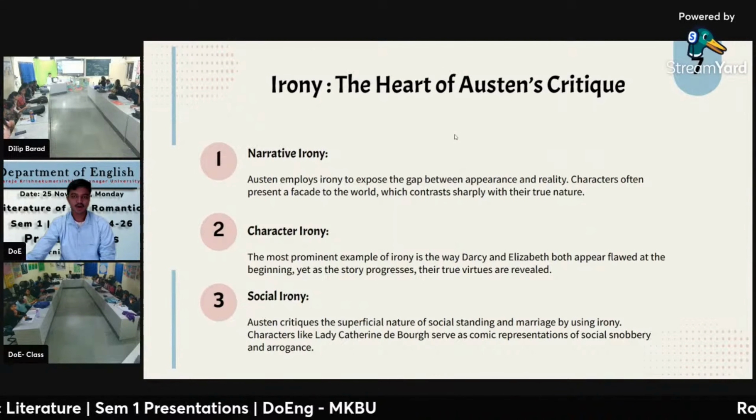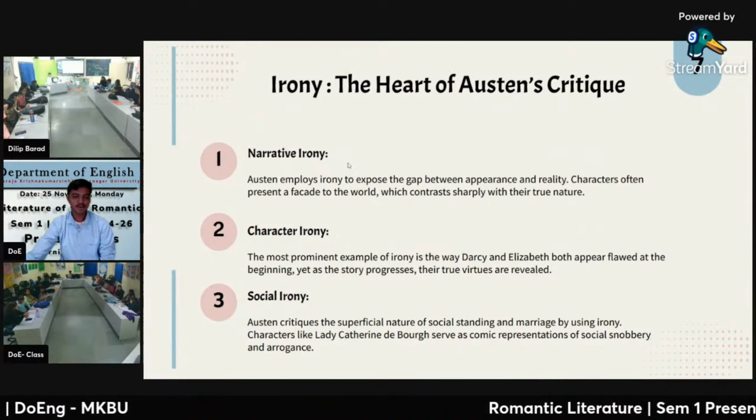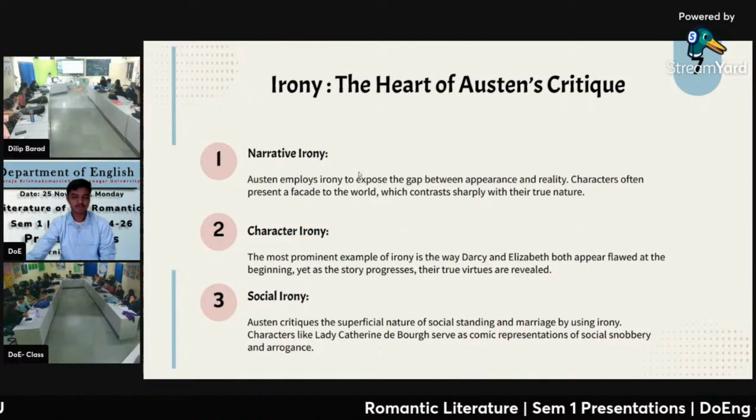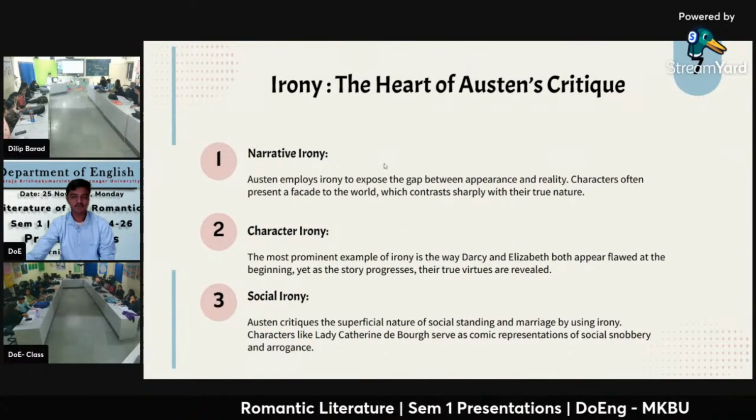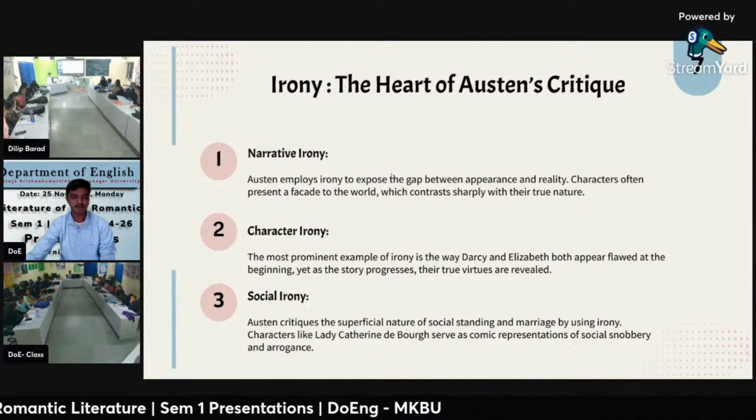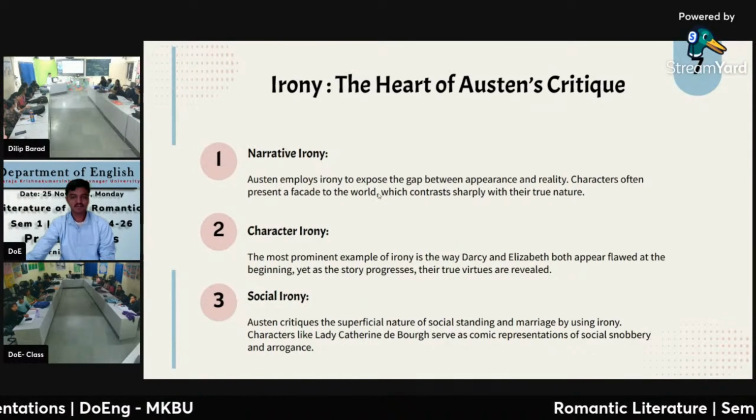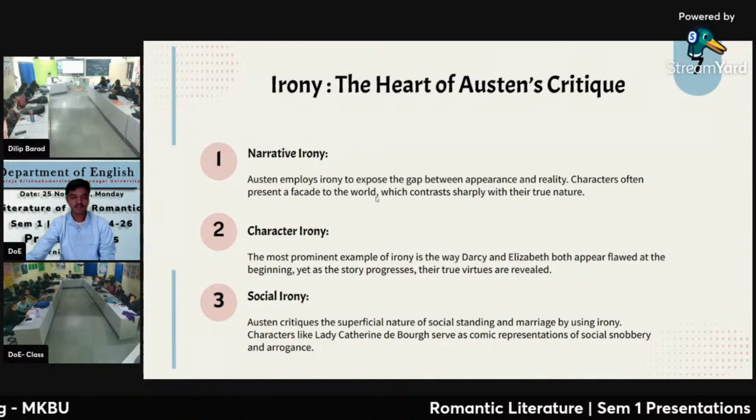Irony, the heart of Austen's critique. Narrative irony. Austen employs irony to expose the gap between appearance and reality. Characters often present a facade to the world which contrasts sharply with their true nature.